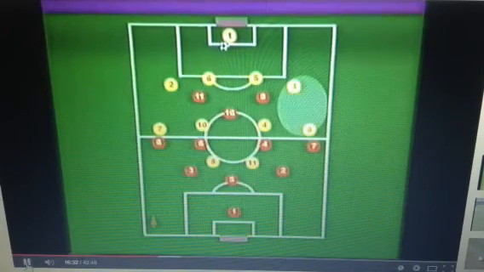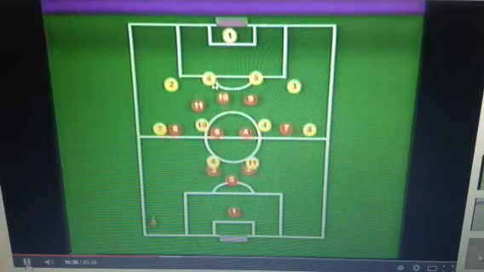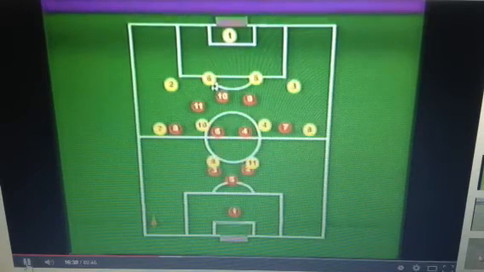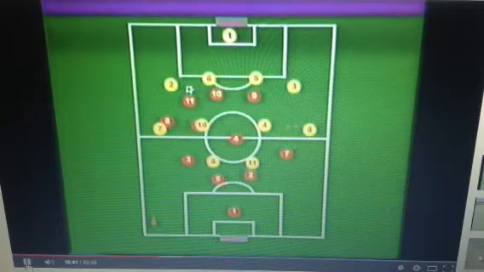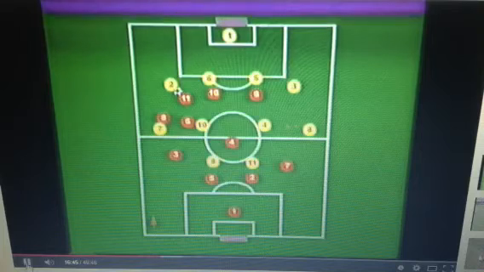One approach is to apply pressure on the opposing defense by having the forwards move toward the sides and having the attacking midfielder move forward. The intended result is that the opposing defenders will have a more difficult time building up their play.